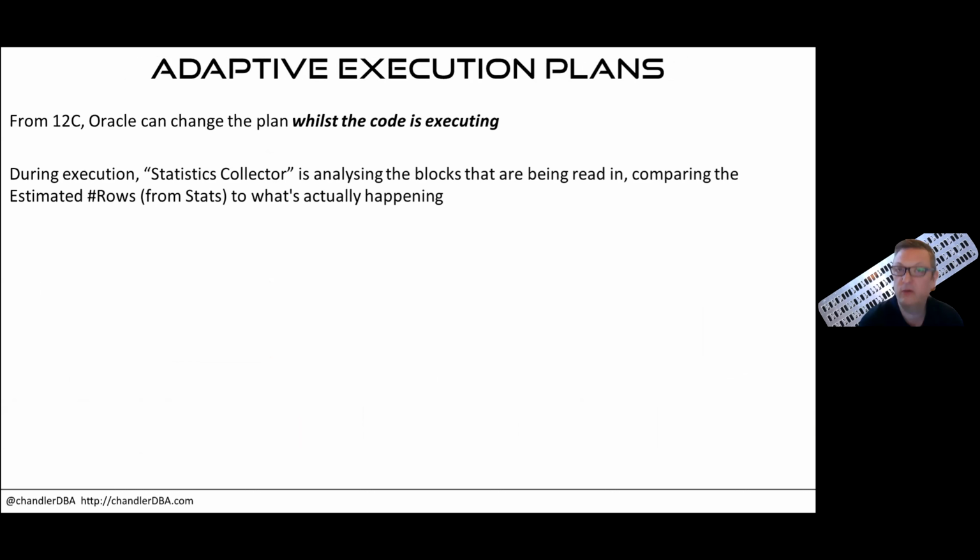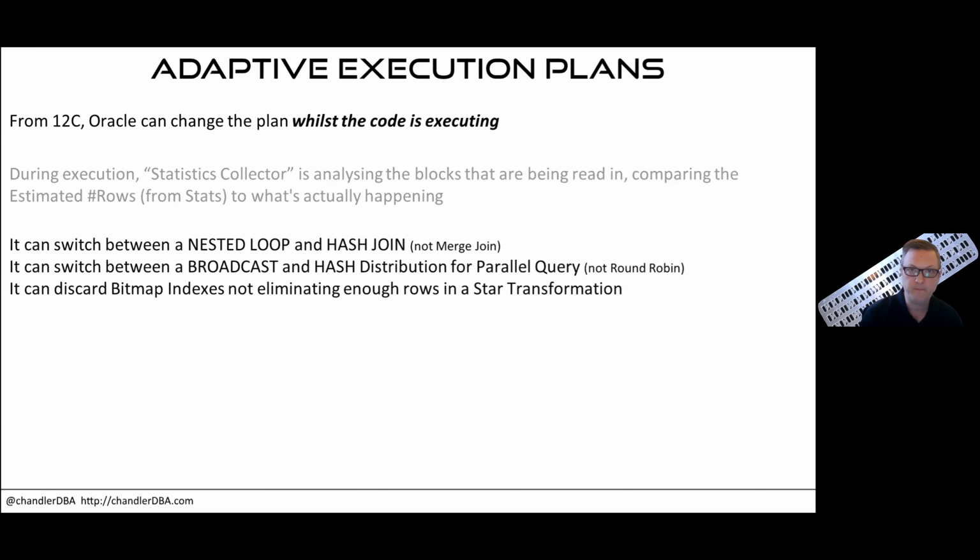So during SQL execution, the statistics collector is analyzing the blocks that are being read in and comparing them to the estimated number of rows that have come out of your table stats to what's actually happening. And Oracle's making some decisions about whether it got its plan right. And depending upon the amount of data being returned, it may decide to change a number of options.